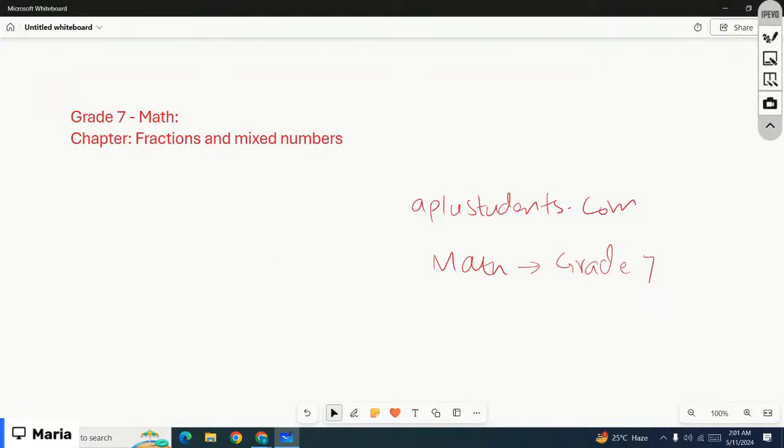There you can find a list of the chapters. We're going to start with the chapter fractions and mixed numbers. Please make sure you have your notebook and pencil so that you can note down the important examples and definitions as well.